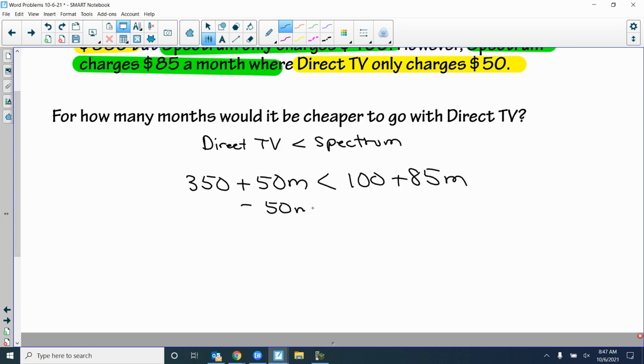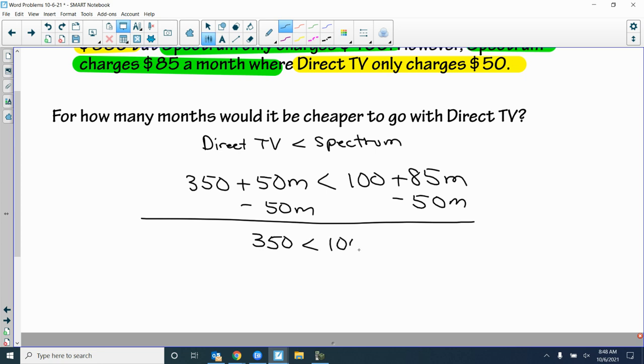Subtract 50M. Hey, when grading some of your papers, make sure you put that M. If it's 50M, don't just put 50. Put down the variable as well, to indicate that you're subtracting that variable, not just the number. Because now that gives me 350 is less than 100 plus 35M.